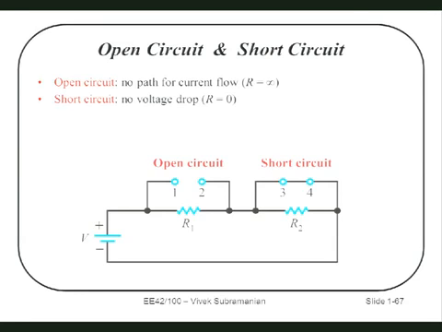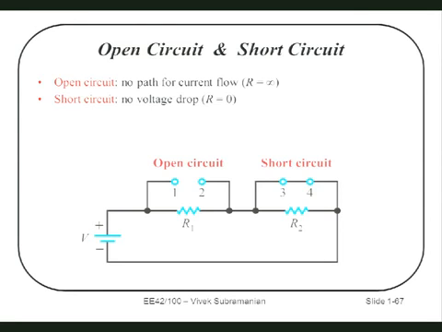Okay. An ideal voltmeter. Would it be an open circuit or a short circuit? Open, because it's a really high resistance. And an ideal ammeter is a short circuit. Okay? Because it has no resistance. It's got very low resistance. So that's another set of terms.